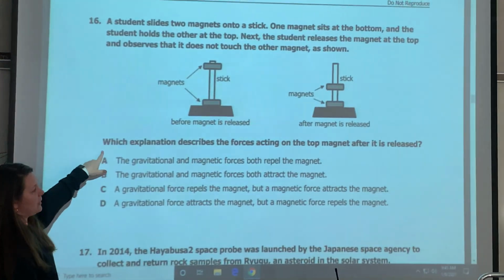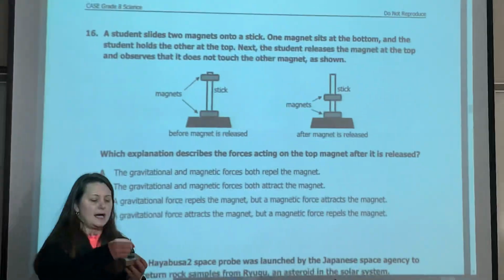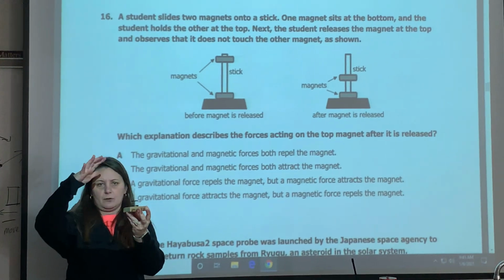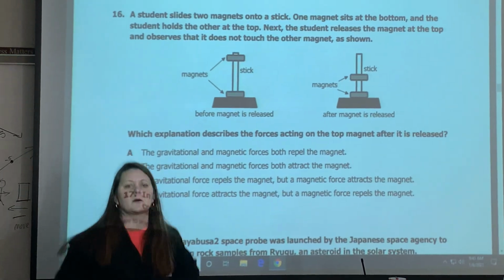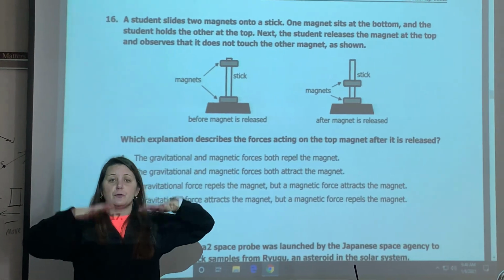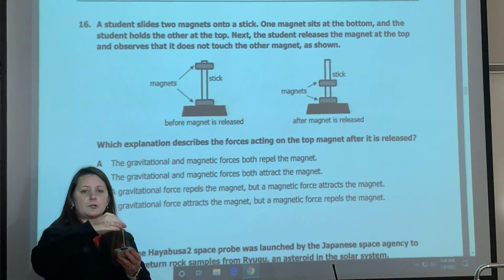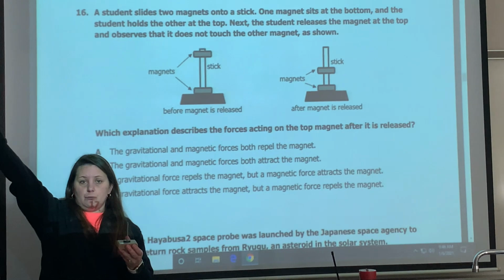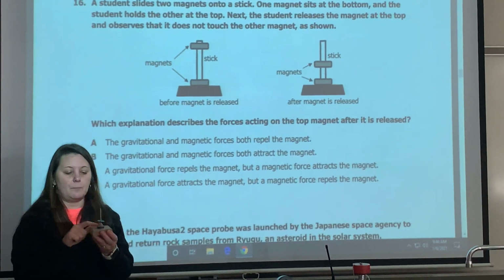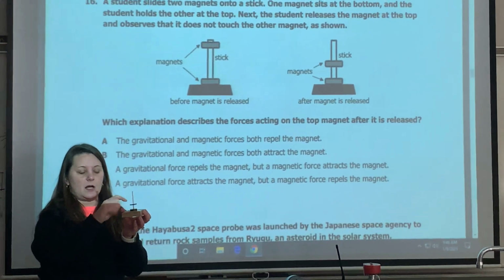Which explanation describes the forces acting on top of the magnet after it is released? Well, guys, anytime you put the magnet on top, gravitational force is going to be pushing down. It's like when you jump up in the air, gravity is going to pull you back down. From the last video, remember, gravitation is going to pull you down towards the earth. So, this magnet is not, by gravitational force, shooting up. It's coming down by gravitational pull. Okay, so it's got to come down. But notice that the magnet here, it's not going all the way down.